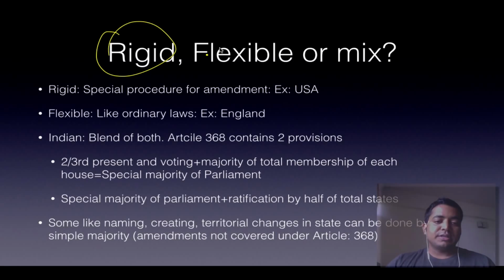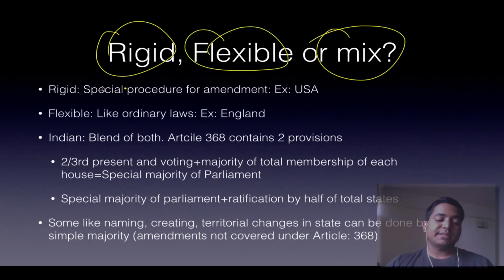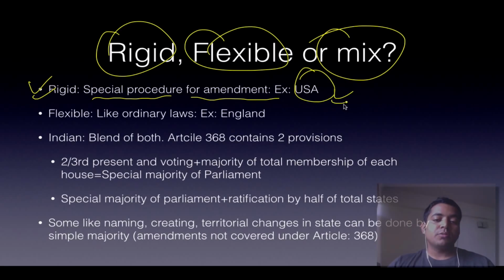Then the question comes whether it's rigid or flexible or a mix. So see, the rigid constitution is a constitution which requires a special provision for amendment. Example, USA. What is the special provision here? That 75% of the states in USA, that is three-fourths of the states, must ratify.